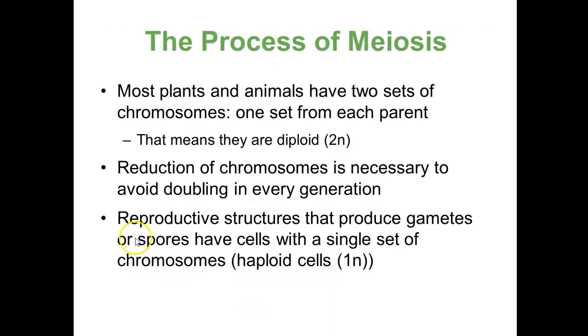Oh, and also when we're talking about plants and fungi, but not animals, we also have a haploid cell referred to as a spore, which is distinct from a gamete in that a spore does not fertilize or fuse with another haploid cell to create a diploid cell.